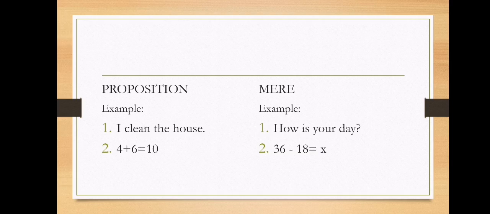So we have here some examples of proposition and mere sentence. The number one example of a proposition is I clean the house. So masasabi natin siyang proposition dahil it ends with a period, it indicates subject and predicate, and it is a complete thought. So, number 2 is 4 plus 6 is equal to 10. So, masasabi natin siyang proposition since 4 plus 6 is equal to 10. So, it is a complete thought.